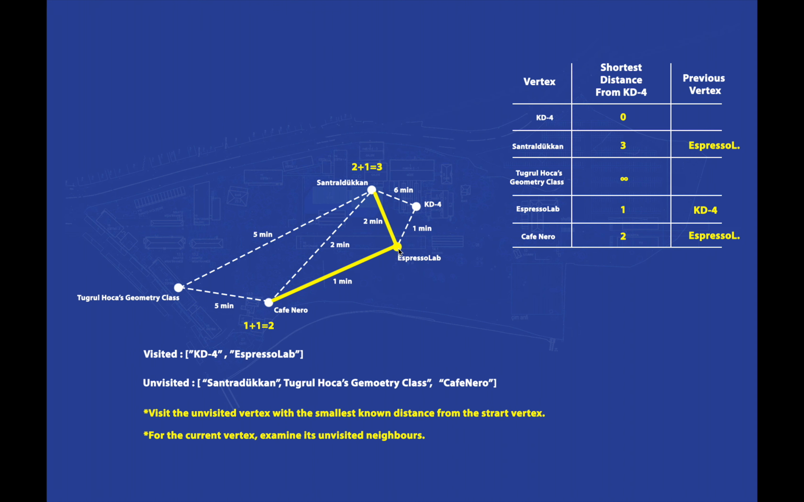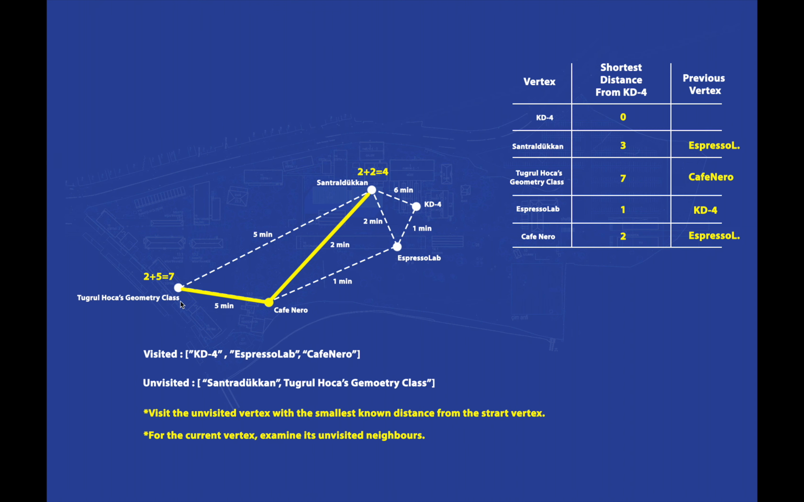We need to go to the vertex with the shortest distance. Central Dükkan is 3, Cafe Nero is 2. We need to go to Cafe Nero. Okay, now we are in Cafe Nero. Let's visit our unvisited neighbors. One is the geometry class, 2 plus 5, it's 7, and the other one is Central Dükkan, 2 plus 2, it's 4. We don't write 4 to this table because 3 is smaller than 4, so we don't need to update it, and we write 7 to the geometry class. Here Cafe Nero is our previous vertex.